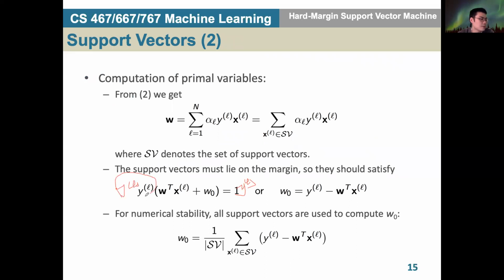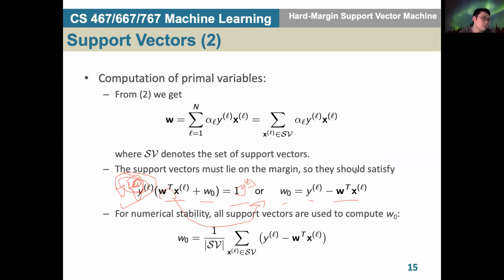This becomes YL squared. YL squared is always 1, no matter whether your Y is 1 or -1. So this term is gone. So now you have this plus W0 equals Y. So W0 is YL minus this, then minus this. So this is how we get this.